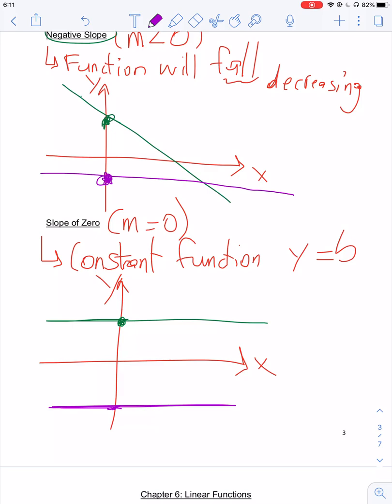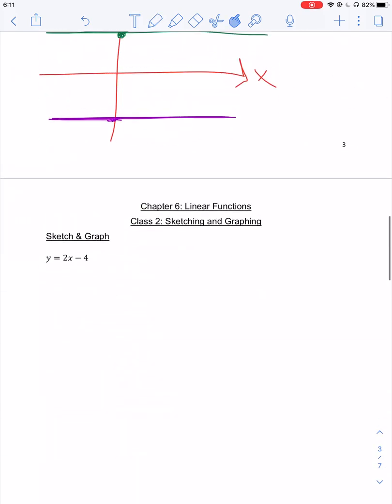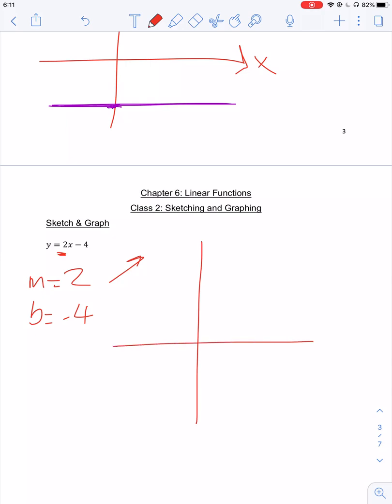Now we're going to use this fact to quickly sketch and also graph linear functions, okay? So graphing linear functions is not too difficult. So for example, if I were to graph this function, I'm going to have to focus on two things. First, it will be my slope, right? So I know that m is equal to 2. So this is positive, right? So that means my function will rise, okay? And I know that b is equal to -4, and you can use that as your starting point.